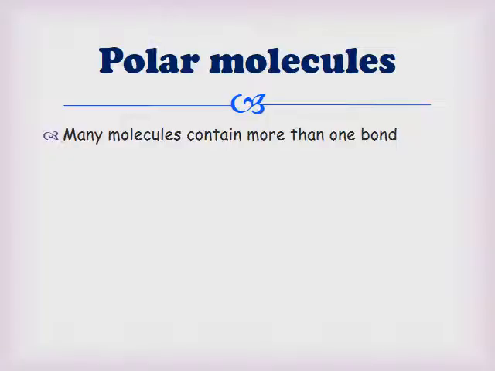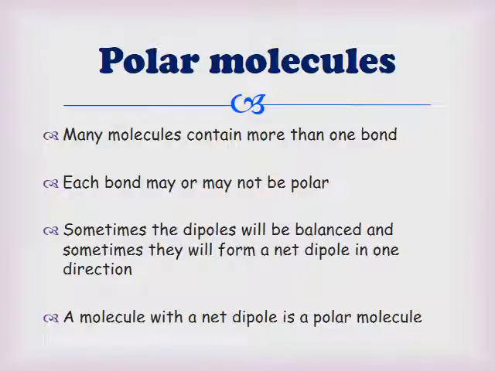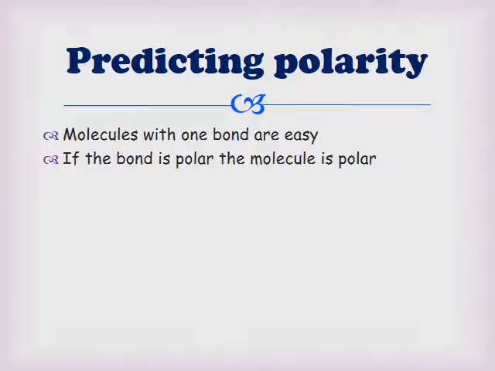So, polar molecules. Many molecules contain more than one bond, and each bond may or may not be polar. Sometimes the dipoles will balance out, and sometimes they'll form a net dipole in one direction. A molecule with a net dipole is known as a polar molecule. So how do you predict this polarity?